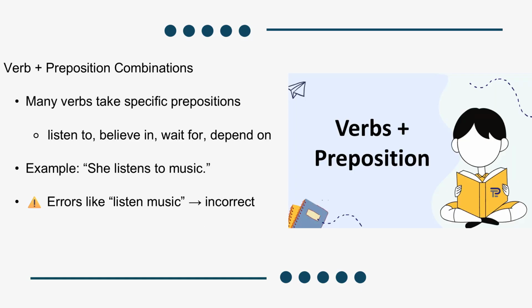Verb plus preposition combinations. Let's talk about verb and preposition combinations. Some verbs require specific prepositions, like listen to, believe in, or wait for. For example, she listens to music. Saying listen music is incorrect. These combinations must be memorized and used correctly.